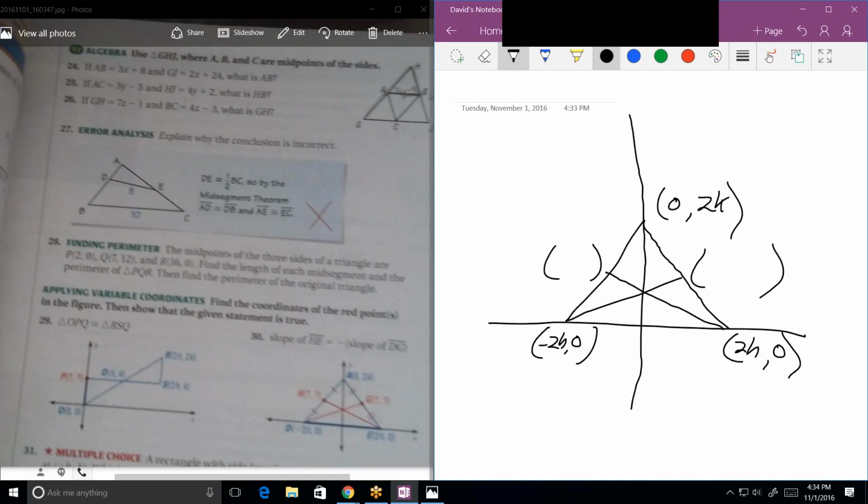Well, if they're telling me that that's equal to that, then what are the coordinates? That's a midpoint of that line. Find the midpoint. Those coordinates must be negative h and k. And this one over here has to be h and k, based on the midpoint only, not anything else.